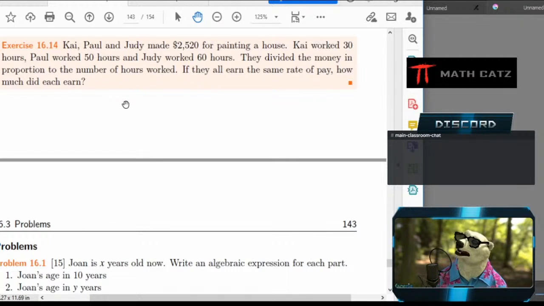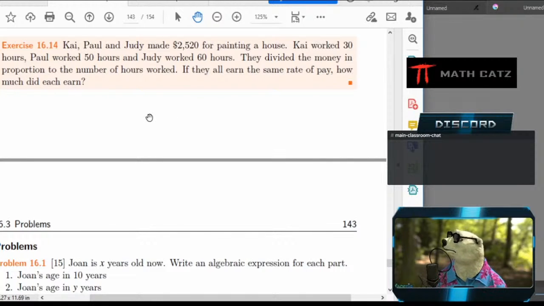So really, I just have to look at the phrasing. How are they presenting this question? And then I think, okay, what are they looking for? Well, it's pretty obvious. How much money did each person earn? But that doesn't mean I have to calculate with that specific quantity and number. I simply have to eventually give an answer that Kai made this much money, Paul made this much money, Judy made this much money.